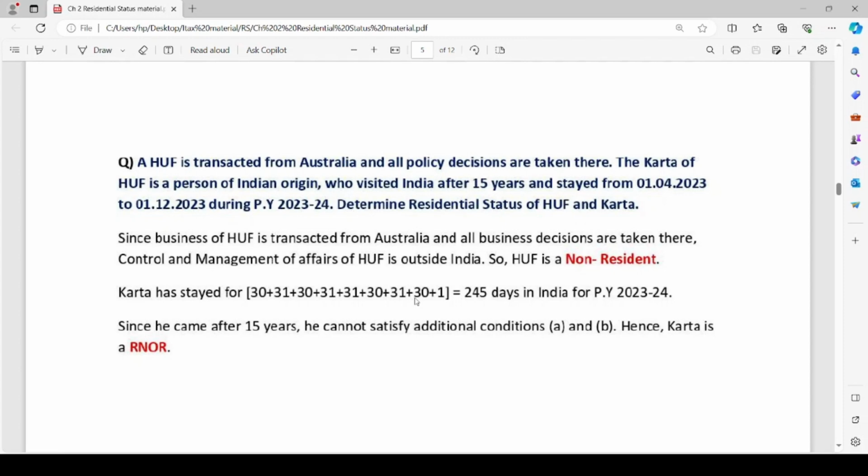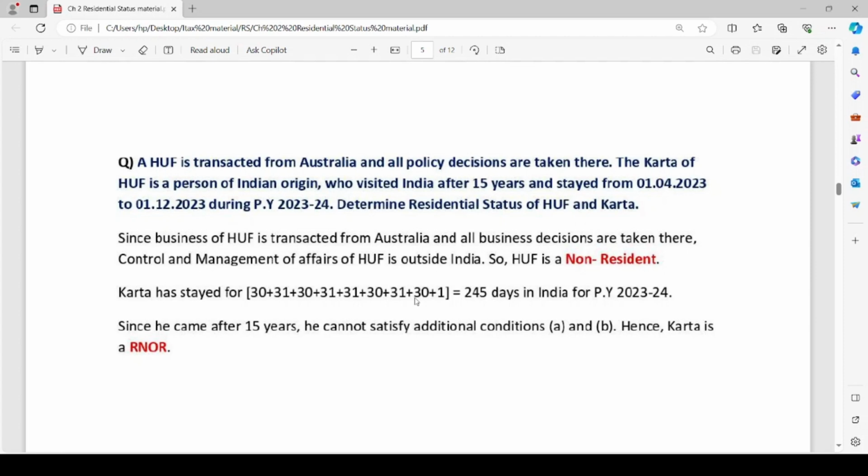In such a case, if the residential status of Karta is RNOR, the HUF will also be RNOR. But in our given case, since the HUF's business decisions are taken outside India in Australia, we have classified it into a non-resident. So the HUF is non-resident and Karta is RNOR.